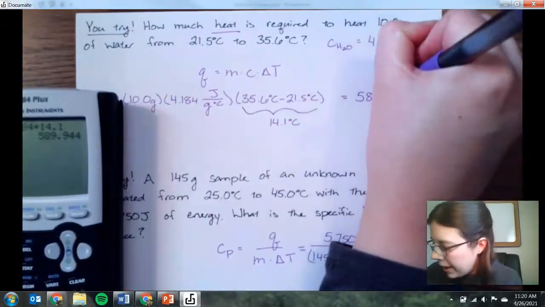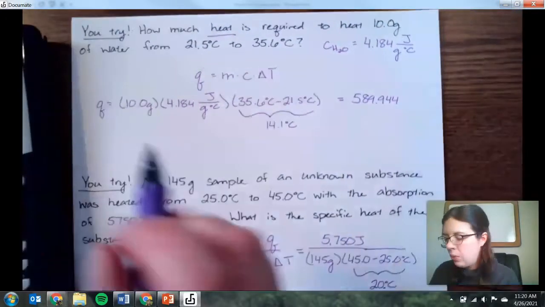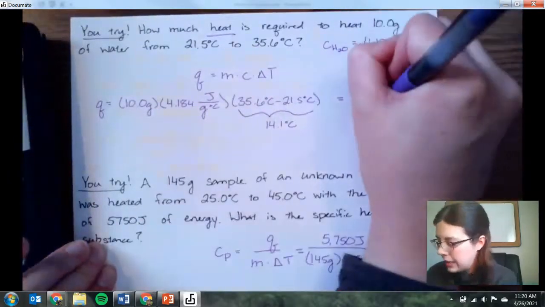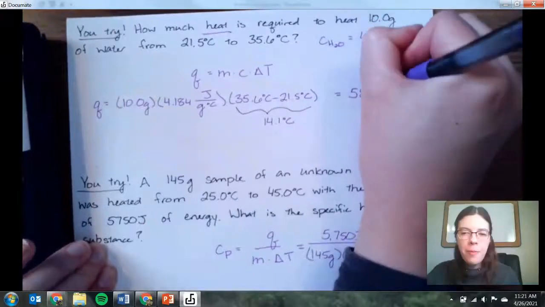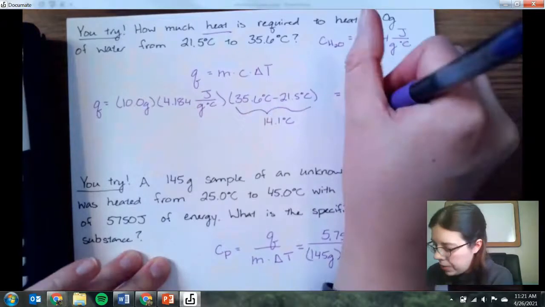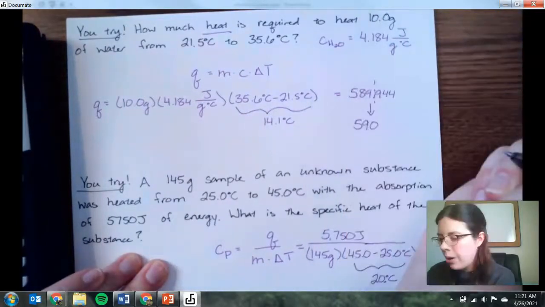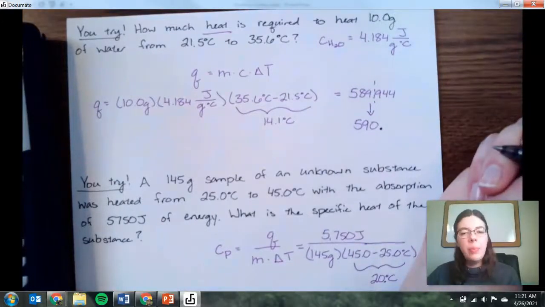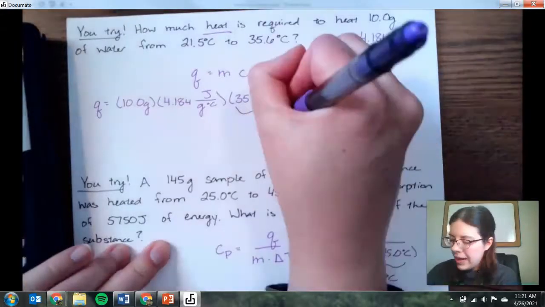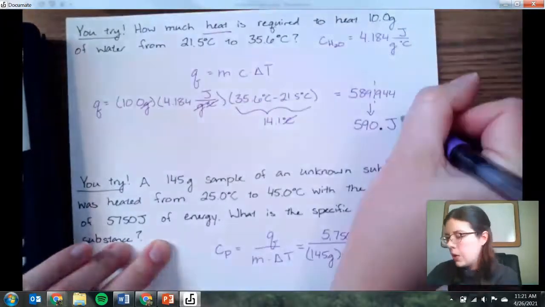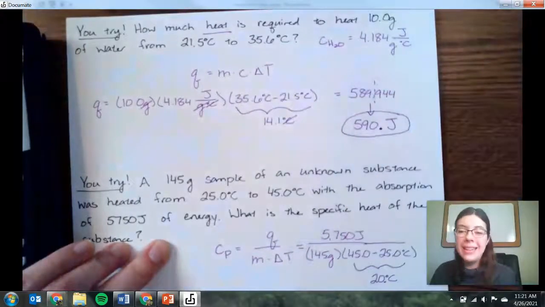But we do need to think about sig figs. So this one has 3, this one has 4, and this one has 3. So we want to round our answer to 3 sig figs, which means I'm going to chop it off between the 2 9s and the 9s round up. Well, in order to keep the 3 sig figs, I need a 0 there. I'm going to add the decimal point so that 0 is significant. Now, if we think about our units, degrees Celsius cancel out, grams cancel out, which leaves me with joules. So the answer for that first question is 590. joules.